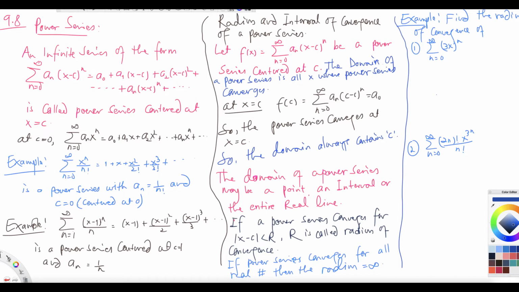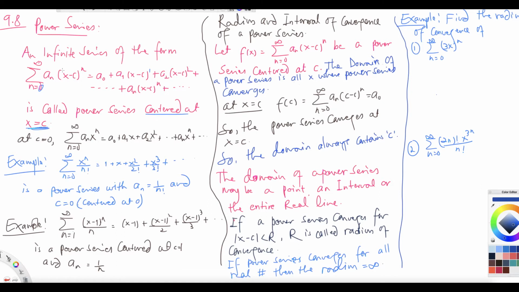An infinite series of the form, n equals 0 through infinity, a sub n times (x minus c) to the n. If you expand it, when n equals 0, you get a sub 0 plus, when you take n equals 1, you will get a1 times (x minus c) to the 1, like that, right? And then for n equals 2, you'll get a2 times (x minus c) to the 2, and so on. Okay, so this is called a power series centered at c.